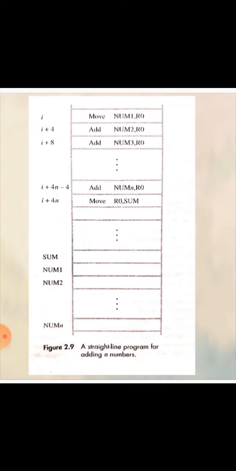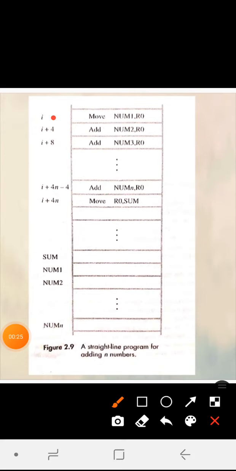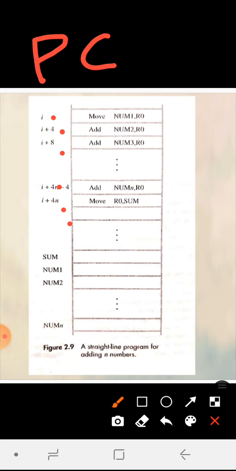So here you can see that we have shown you the locations like I plus 4, I plus 8, right? So here every time we are supposed to increment the address so that we can go to the next location and we can fetch the data which is present in that location. So for that we need a special register. That special register we call it as program counter. So program counter, it will hold the address of the next instruction to be fetched.